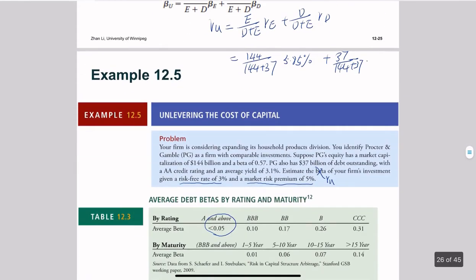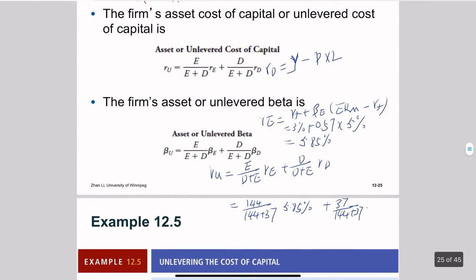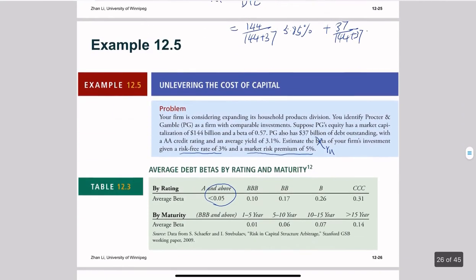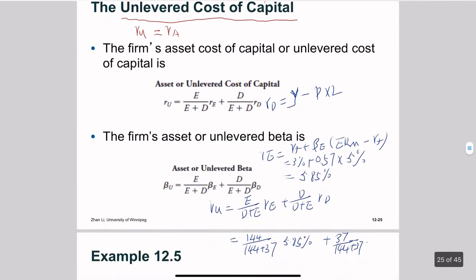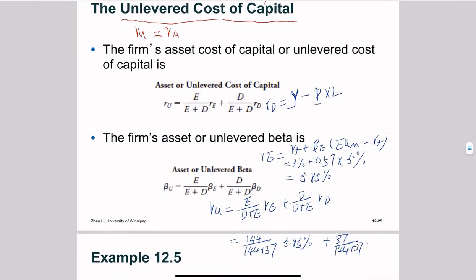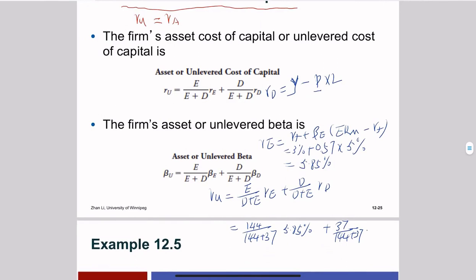So here we don't have the numbers on the probability of default and the loss rate. However, you can see that here we have an AA rated debt. For AA rated debt, the probability of default is equivalent to 0, and the loss rate is also very small. So for simplicity, we just assume this number is 0. In this case, the cost of debt equals yield.